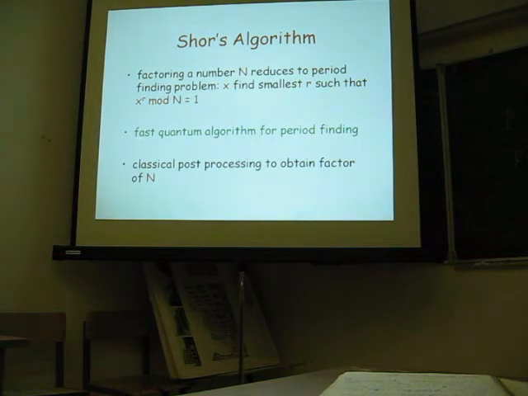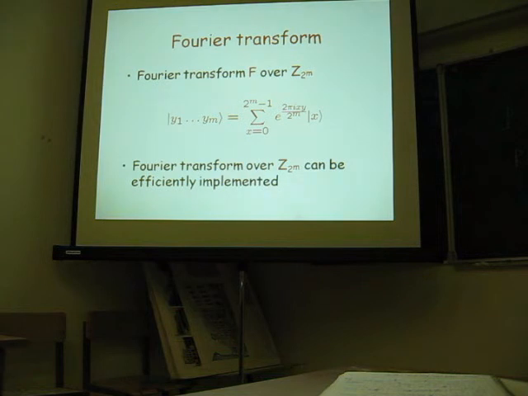And what Shor then did is he devised a fast quantum algorithm for this period finding problem. And then there's actually more to it, because there's still some classical post-processing, because it doesn't exactly give you the period, but something from which you can deduce what the period is. So there's some classical post-processing to actually indeed get a factor of n if it exists. Okay, so that's in a nutshell Shor's algorithm.